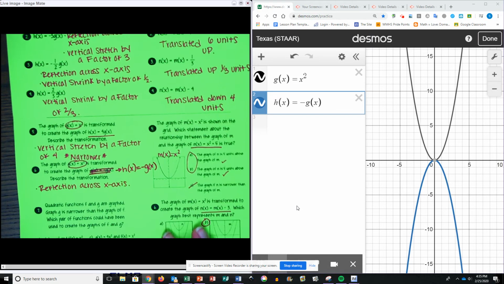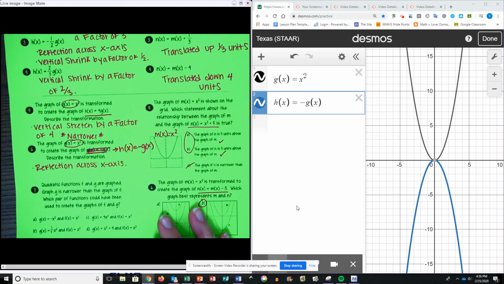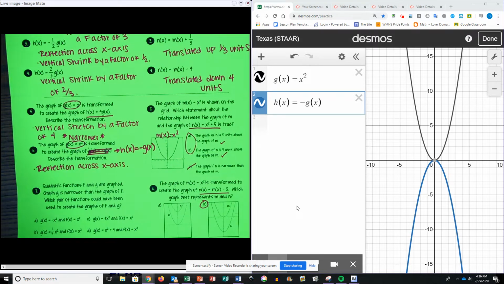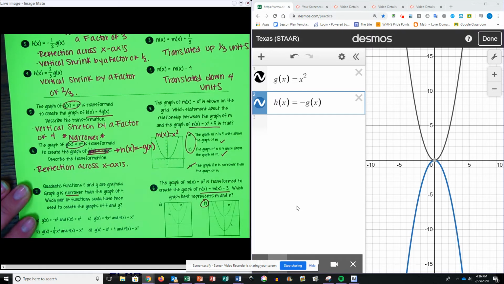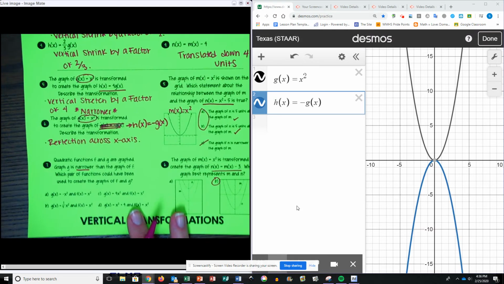All right, last question down here is a good multiple choice one. It says quadratic functions f and g are graphed. Graph g is narrower than the graph of f. Which pair of functions could have been used to create the graphs of f and g? All right, so we're going to start with A. If I look at A, let me zoom in.